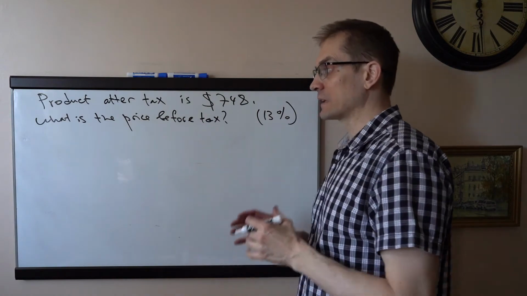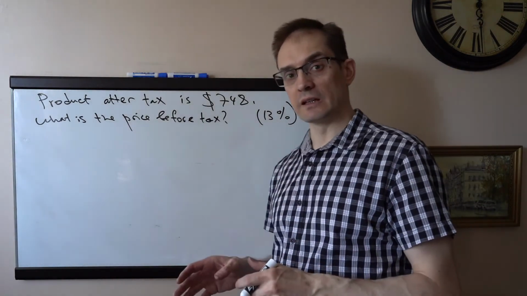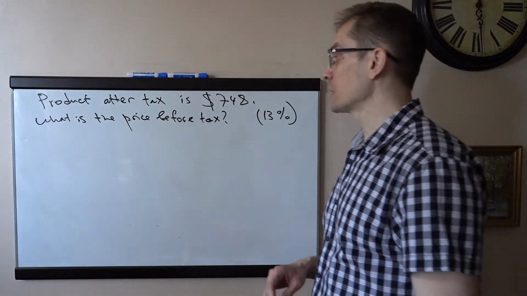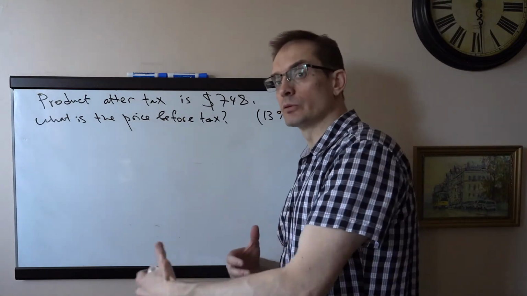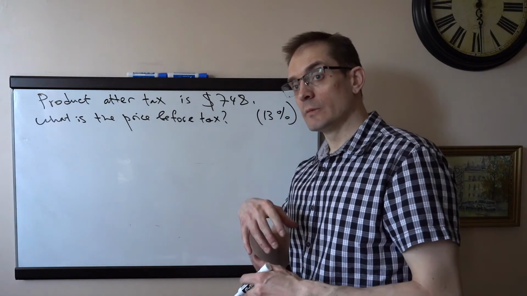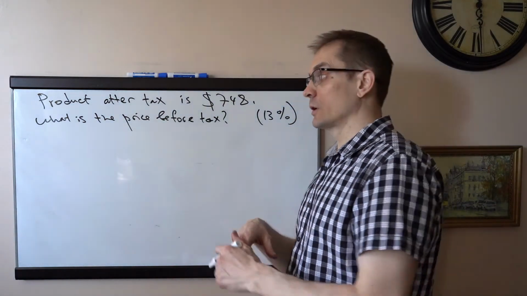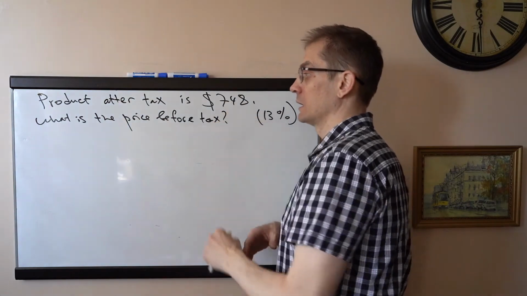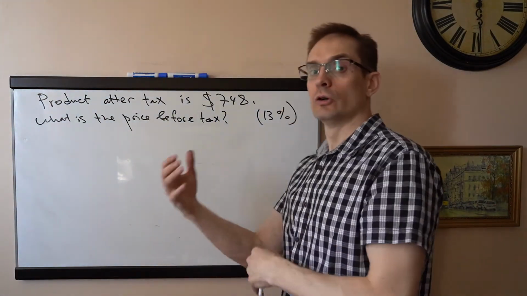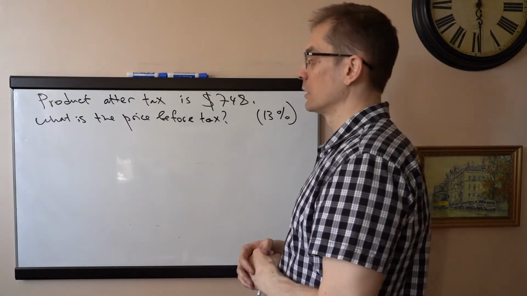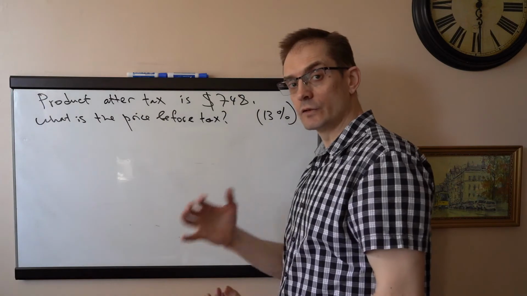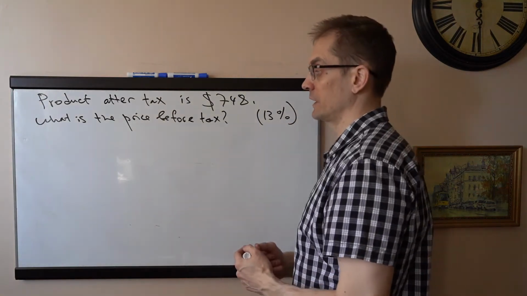Now, I'll tell you that in this problem a lot of people make a mistake. Why? Because what a lot of people would do is subtract 13% from 748, right? So they would basically go from the final value and go back to the initial value. But in reality, that is a mistake. That's confusing initial value and final value.